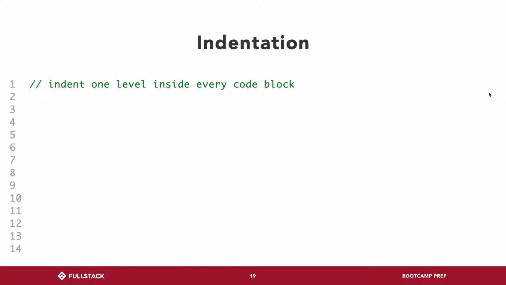So the first thing about tidy code will be indentation. You indent one line, one level inside every code block. Code blocks start with an opening curly brace and end with a closing curly brace. So everything inside of these two things is a code block.